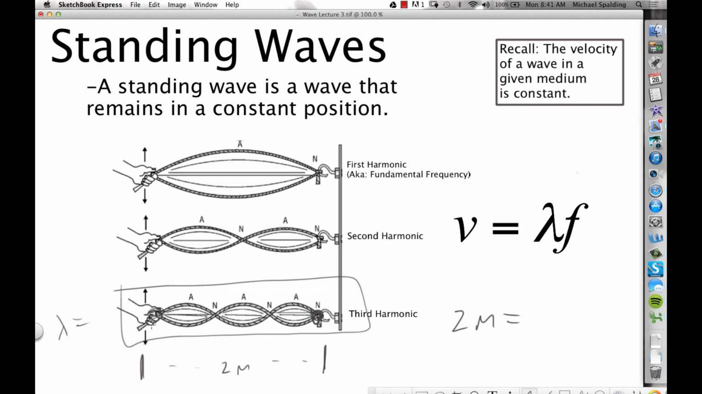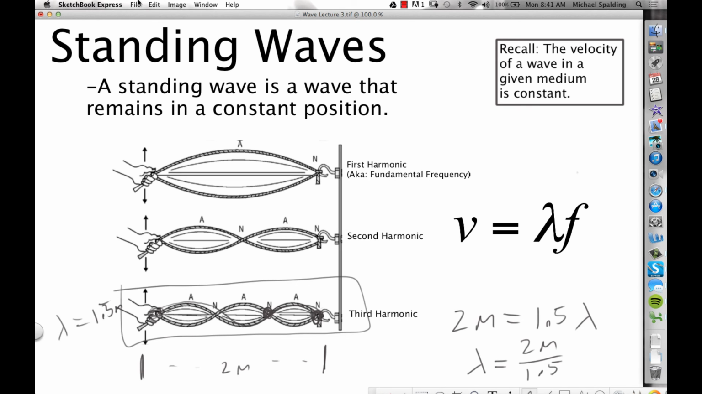Let's see. We got 1 wavelength to right there, and then what's that? Half. So this is equal to 1.5 wavelengths. So what's the wavelength going to be equal to? 2 meters over 1.5. So what's that? 2 divided by 1.5. 1.3 repeating. Okay? Does this make sense?